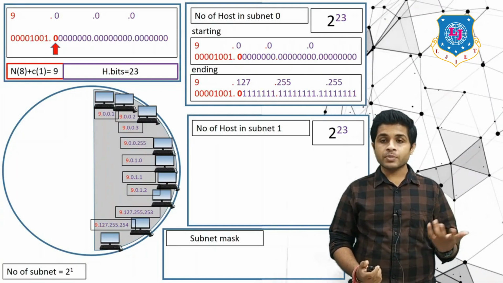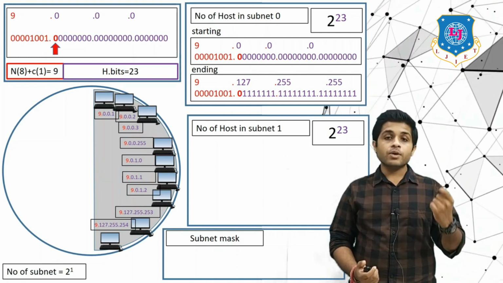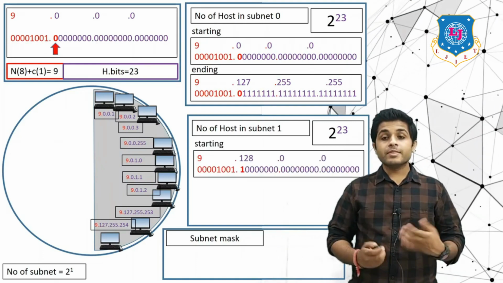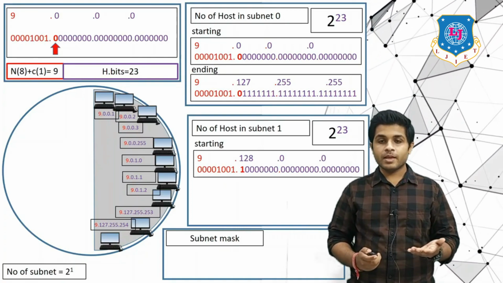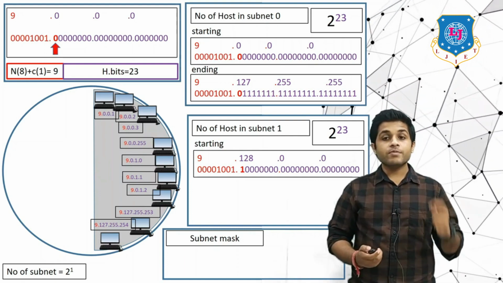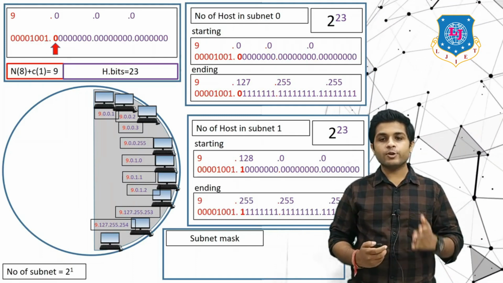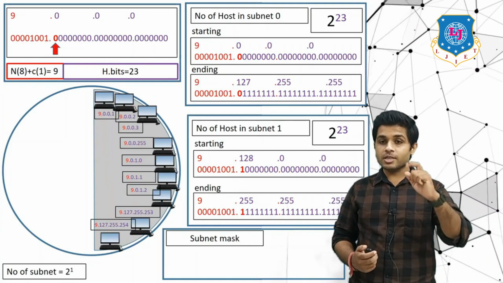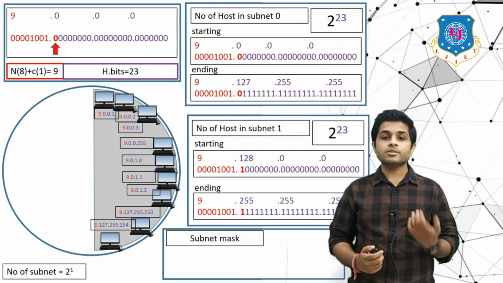That is one method. The second method is that you can change the value of the converted bit from 0 to 1 and set all the host bits to 0. So the first IP address will be 9.128.0.0. And what will be the last IP address in subnet 1? To find the last IP address, we will set all the host bits to 1. So let's set all the host bits to 1 and you will get 9.255.255.255. The value of the converted bit remains the same throughout the subnet. So in subnet 1, the value of the converted bit is 1.